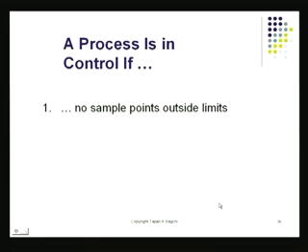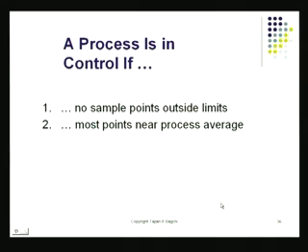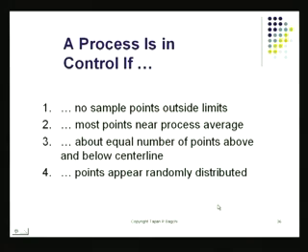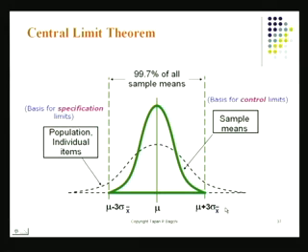We say that a process is in control if no sample points, like x bar values or r values, are beyond the upper and lower control limits. Most of the points are near the process average. About equal numbers of points are above and below the central line, and points appear to be randomly distributed when I look at the chart. And if so, my distribution is going to be mostly in this green area, and that's the process in good control.